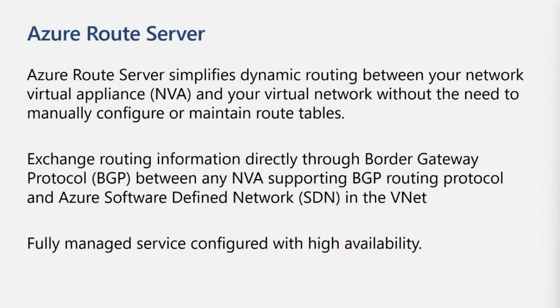And Azure Route Server simplifies the dynamic routing between your NVAs and your virtual networks. Azure Route Server allows you to exchange routing information directly, using the Border Gateway Protocol or BGP routing protocol, between any NVA or network virtual appliance that supports this routing protocol and the Azure Software Defined Network in VNets. So this means you don't need to manually configure or maintain route tables. It's a fully managed service and it's configured with high availability.